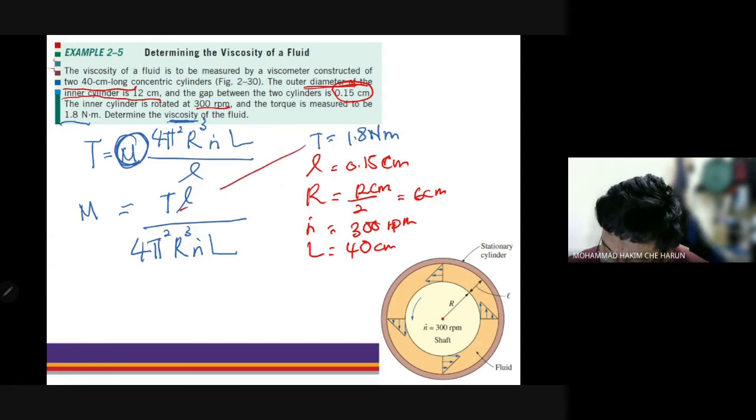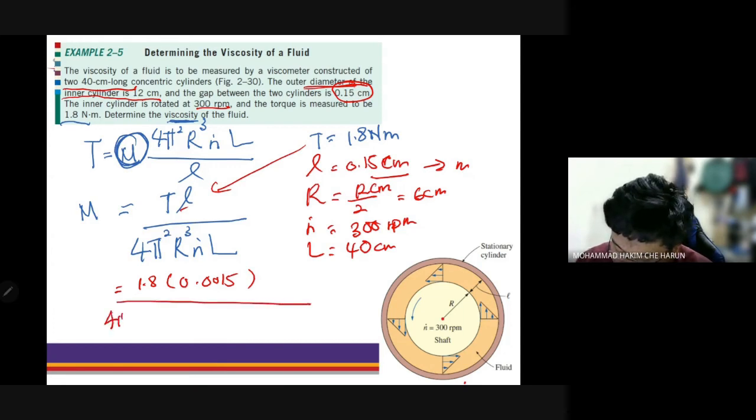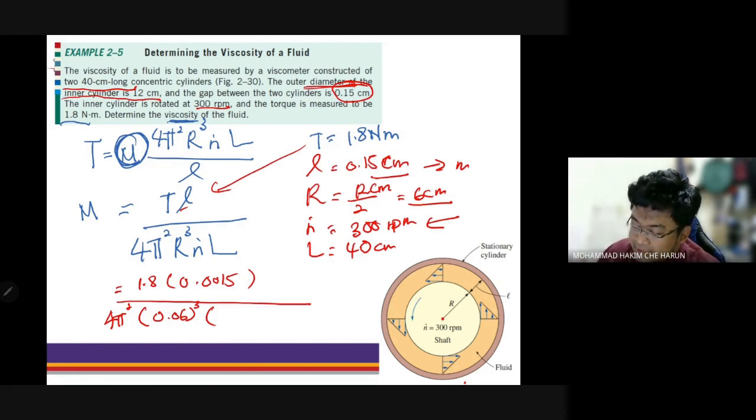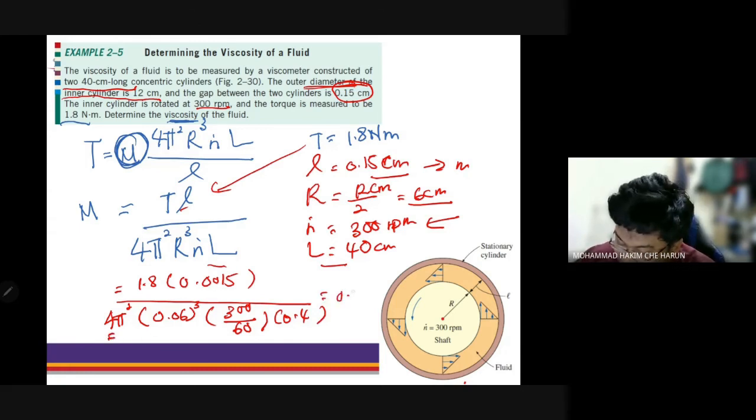So now that we have everything, we can substitute it to find the viscosity. So equal here 1.8 times 0.0015, because the cm is converted into meters, divided by 4 times pi squared times r, which is 6 cm converted into meters, 0.06 meter cubed, times 300 RPM. You have to convert it to seconds: 300 revolutions per minute, so to know how many per second, you divide by 60. And then L is 40 cm or equal to 0.4 meter. So compute the answer and you will get 0.158 Newton second per meter squared.